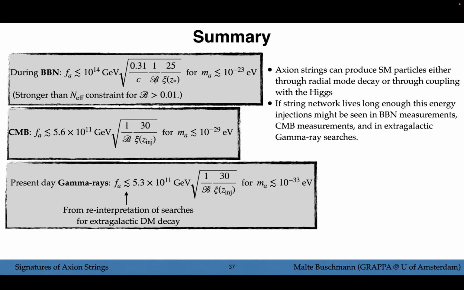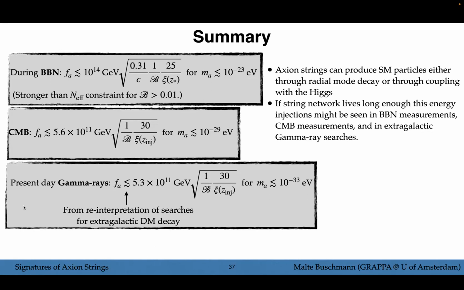Hold on. Smaller f_a is excluded, I think. But bigger f means more density, but bigger f means weaker couplings. So that's why I'm confused about exactly what the limit is. No, I believe those are upper limits, right? Okay. So the limit is really coming from how much energy density is in the network, which is set by f, rather than by the strength of the coupling. Yes, exactly. Got it. Thanks.